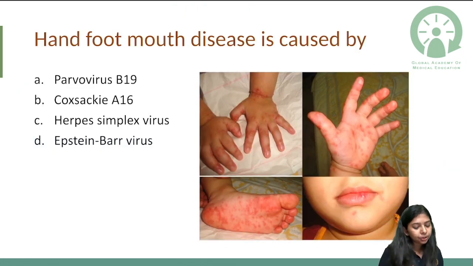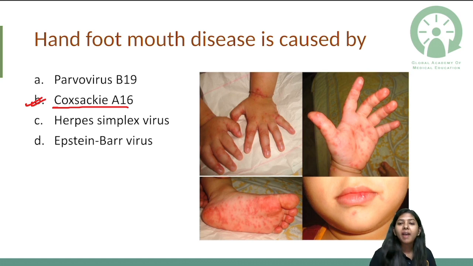Okay, coming to the next question, hand, foot, mouth disease is caused by. See, it's a very important question, very frequently asked. Hand, foot, mouth disease is caused by Coxsackie A16. It's a viral infection, very commonly seen in children. Recently, we had an outbreak of hand, foot, mouth disease. The entire class was getting affected because it is so contagious, and we had strings and lines of patients having hand, foot, mouth disease, right?